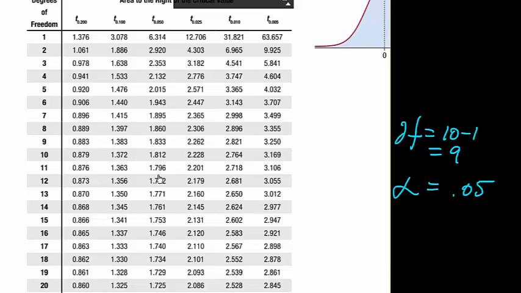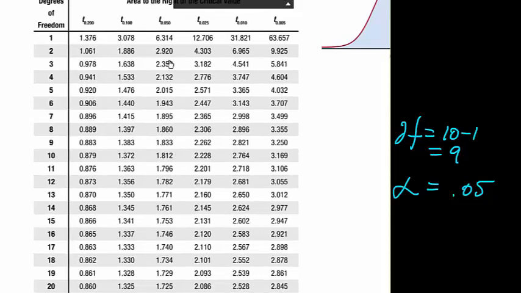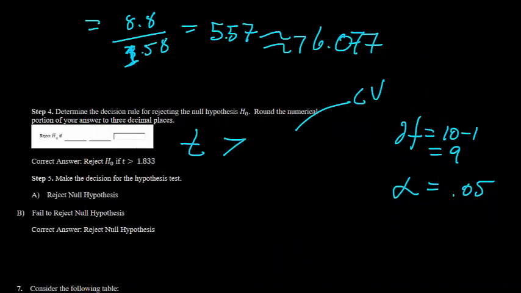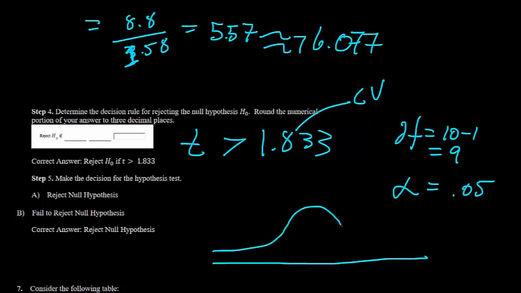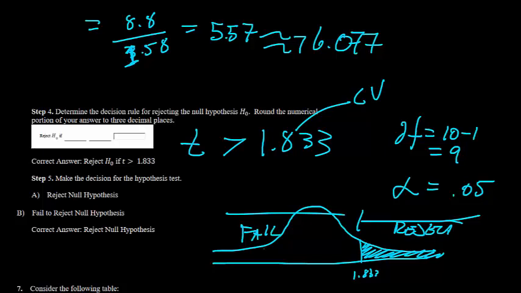That's 1.833 right there. So T is greater than 1.833. We're going to reject if T is greater than that. The chart looks like this, and there exists a T value of 1.833. I'm going to reject if it's over on this side, and over here, obviously, fail to reject.